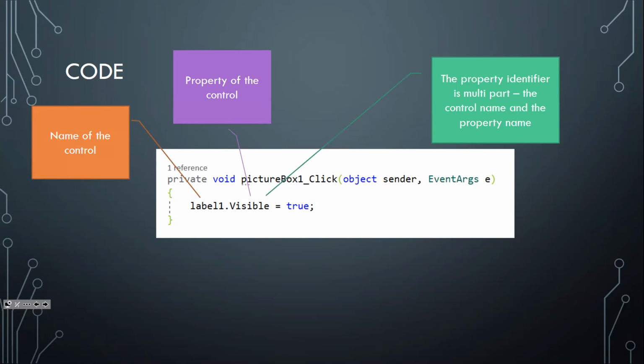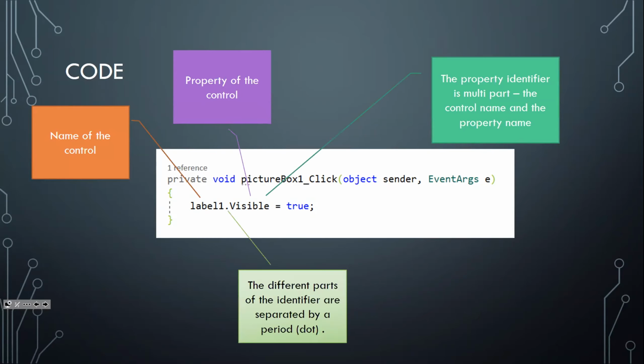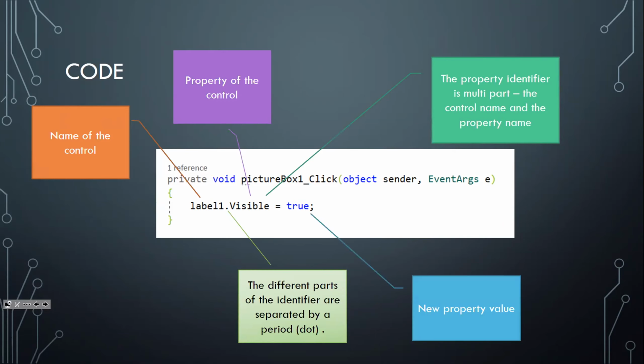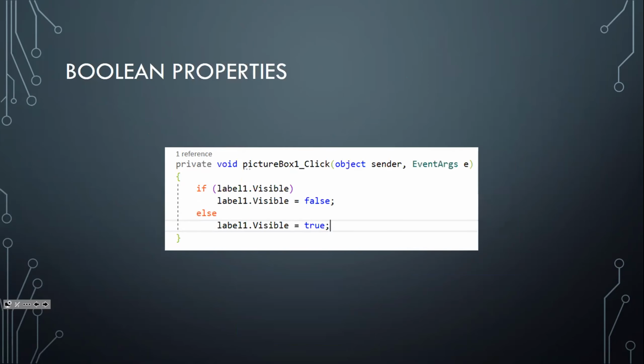Remember, the property identifier requires the control name along with it. We can't just say .visible equals true. We have to make sure we're specifying label1's visible property. And those different parts are separated by the period or the dot. And then after the equal sign, we would set the new property's value.